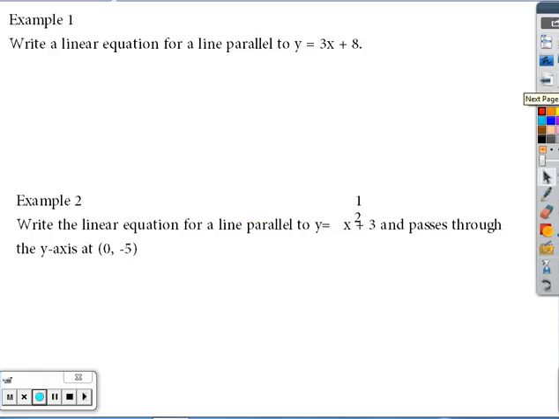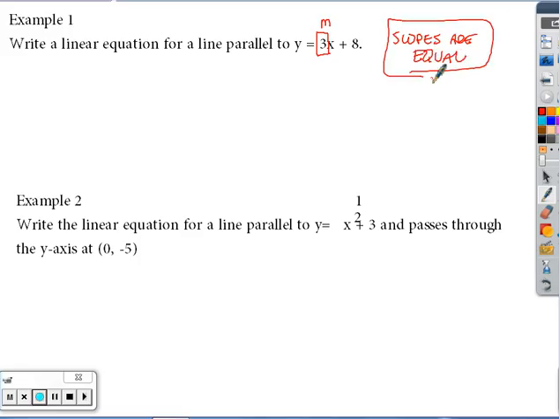Write the linear equation for a line parallel to y equals 3x plus 8. Now look, the only important part here is the 3. That's the m value. That's the slope. Slopes are equal for parallel lines. That is the only necessary piece of information that we need. So if we're writing a linear equation of a parallel line, there's a million answers here. y equals 3x minus 1. y equals 3x plus 100. y equals 3x. As long as that slope is the same in each equation, the lines are parallel.